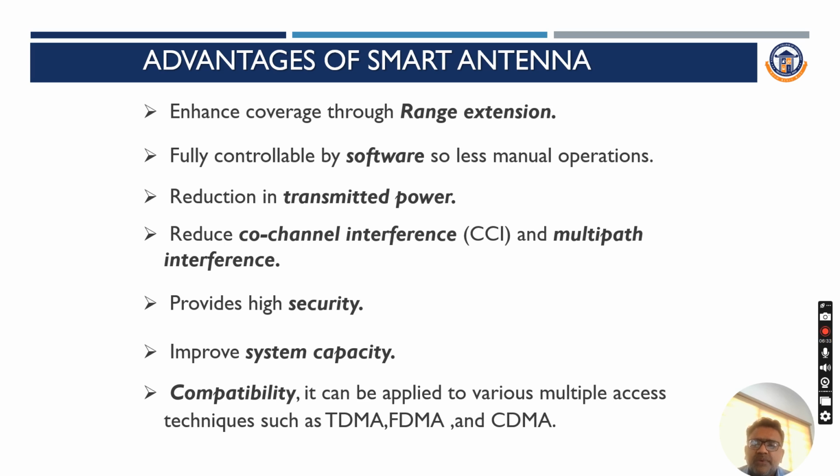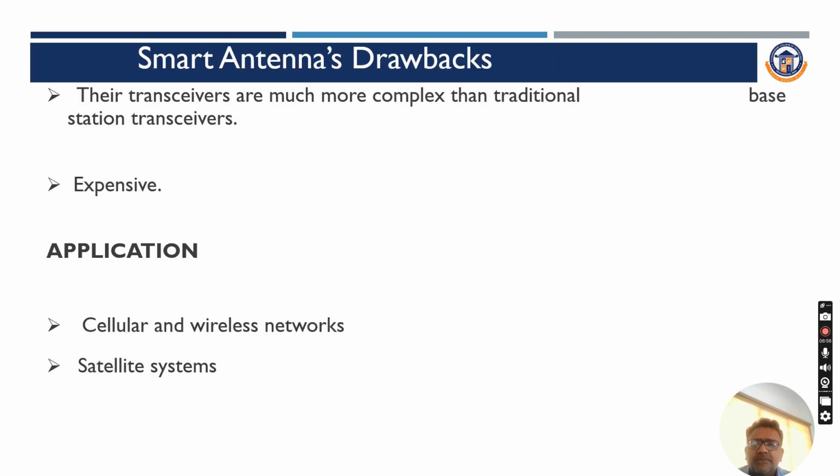So advantages of smart antennas: enhanced coverage through range extension, fully controllable by software so less manual operations, reduction in transmitter power, reducing co-channel and sub-channel interference, provide high security, improve system capacity and highly compatible, and we can use the techniques of TDMA, FDMA and CDMA.